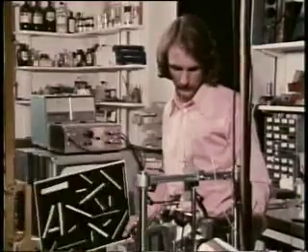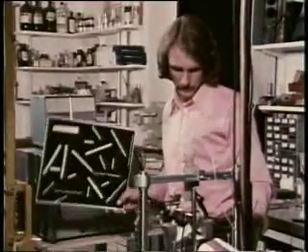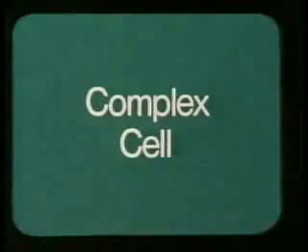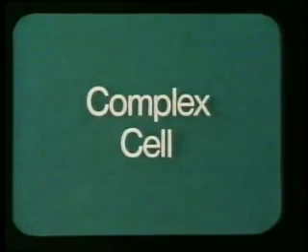Let's search for another cell. This one is a complex cell. These neurons are thought to be much more complicated in their connections. Their receptive fields are usually larger than those of simple cells, and they are often spontaneously active.